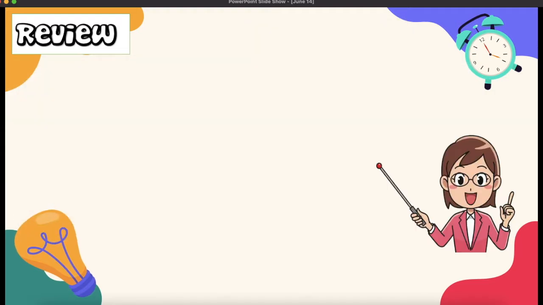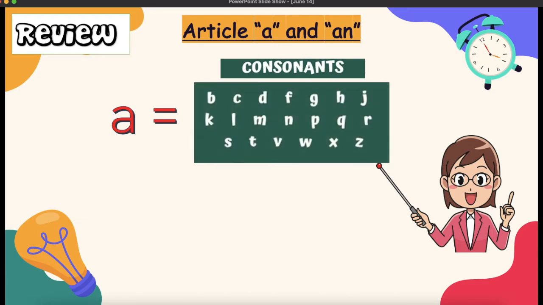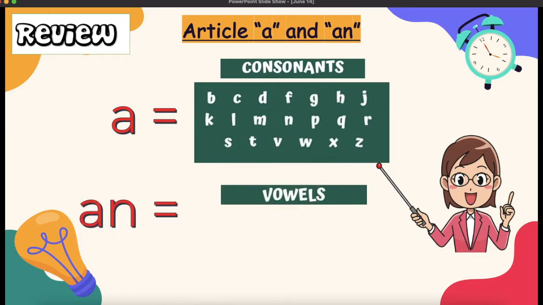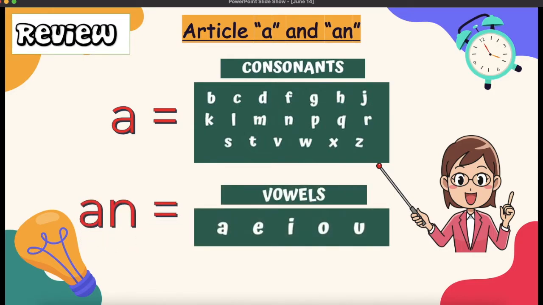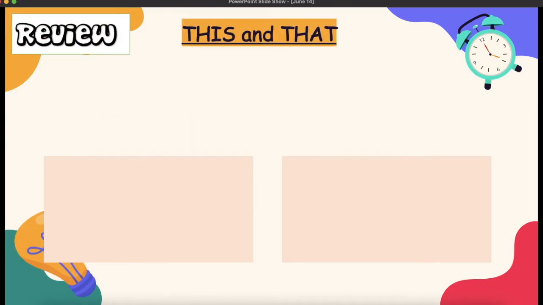Now for the articles a and an, basically we use a for consonants. These are B, C, D, F, G, H, J, and so on and so forth. And we use an for vowels: A, E, I, O, U.